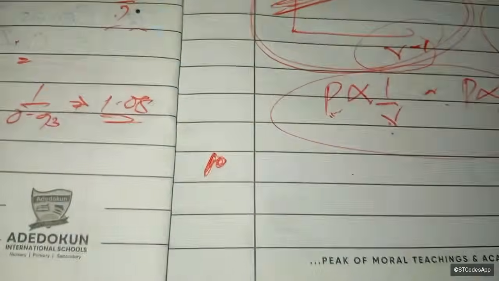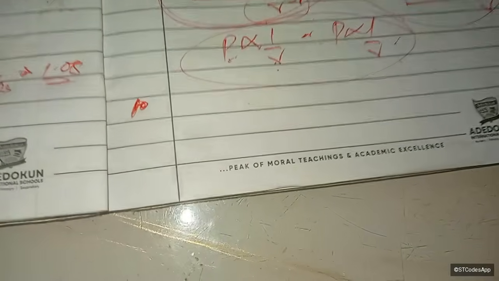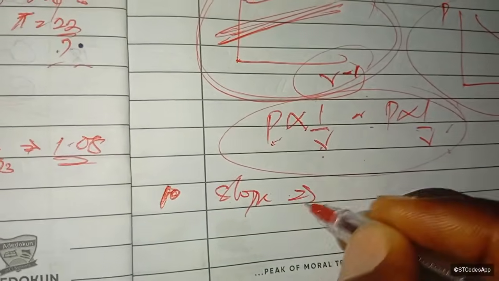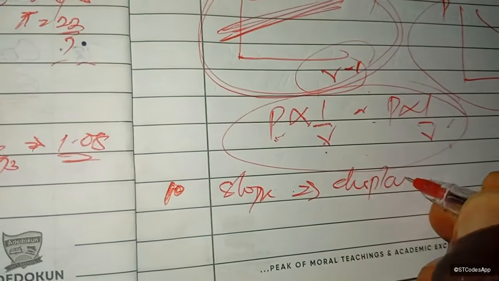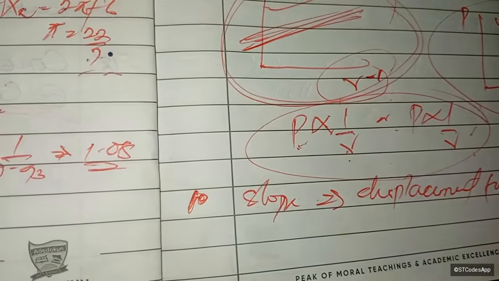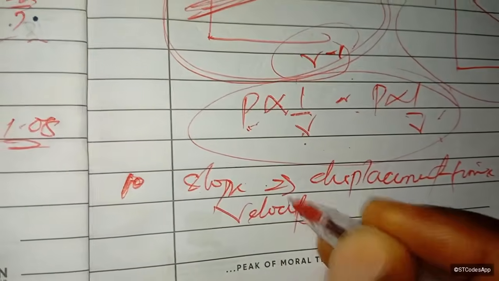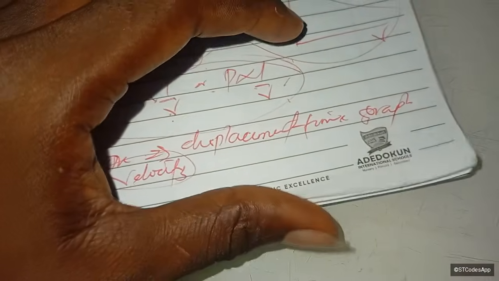I also said there was a question on motion: the slope of a displacement time graph. The answer is velocity. And the slope of a velocity time graph is acceleration. Exactly. Alright, so that's it. Now let's go to English.